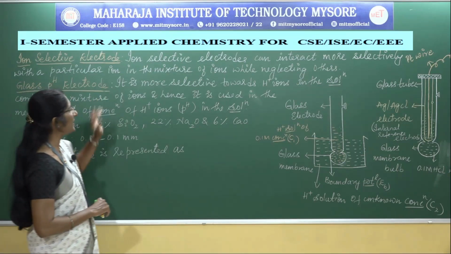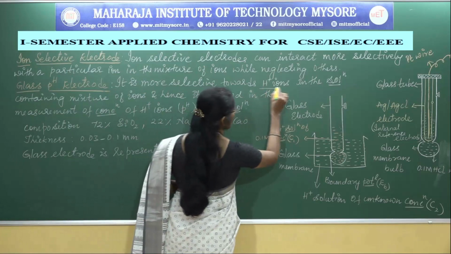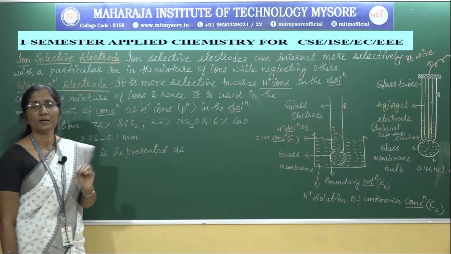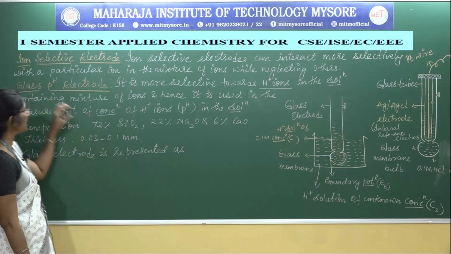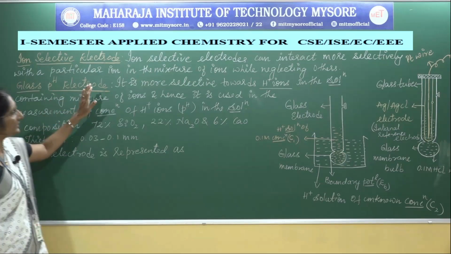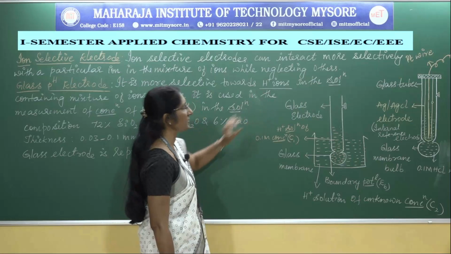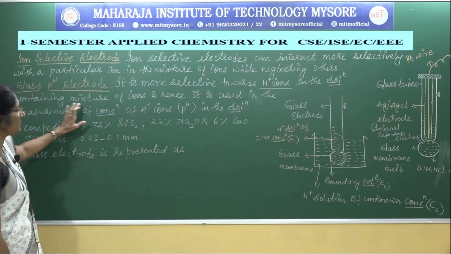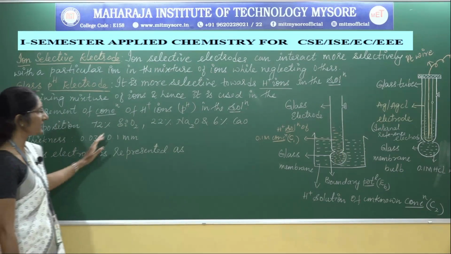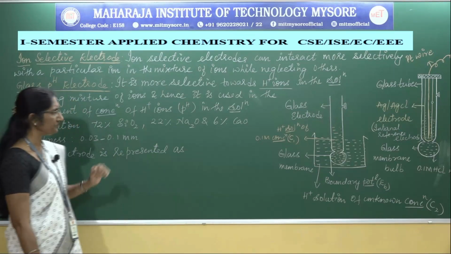This glass pH electrode is more selective towards H plus ions, or pH. Therefore, these electrodes are used to measure the pH of a given solution, which is why they are known as glass pH electrodes. That means these electrodes are more selective towards H plus ions, or pH, in a solution containing a mixture of ions. Hence, they are used in the measurement of the concentration of H plus ions and pH in the solution.